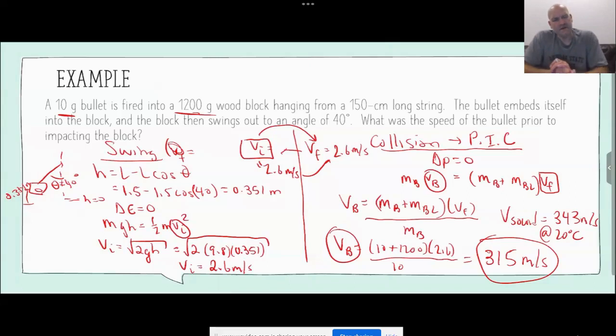So we've made it to the end of Unit 5. The next unit is going to be Unit 6, which is simple harmonic motion. And then only after that, you have one more unit, and that's going to be on rotation.